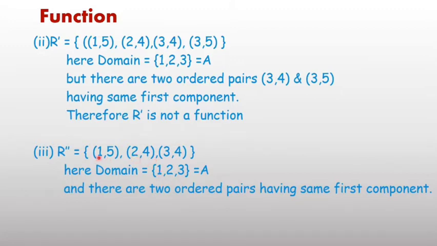The condition, remember, is that the first component should not be repeated. First component 1 is not repeated anywhere, 2 not repeated, 3 not repeated. This means there are no two ordered pairs having the same first component. Now we can say it is a function. The definition of function is clear: it is a relation from non-empty set A to non-empty set B if domain equal to set A and no two ordered pairs have the same first component.